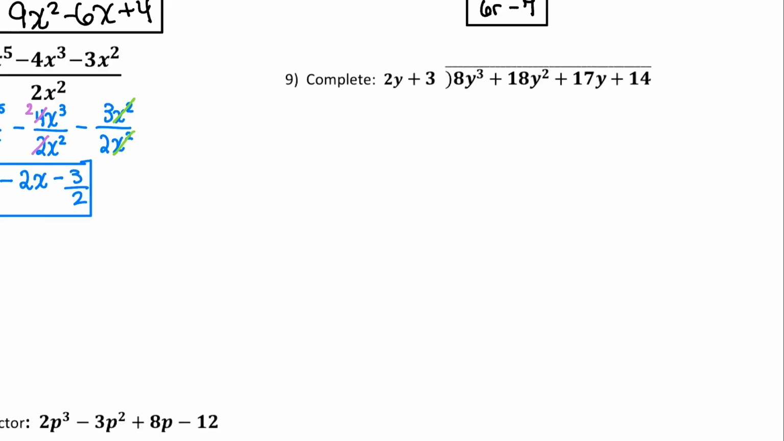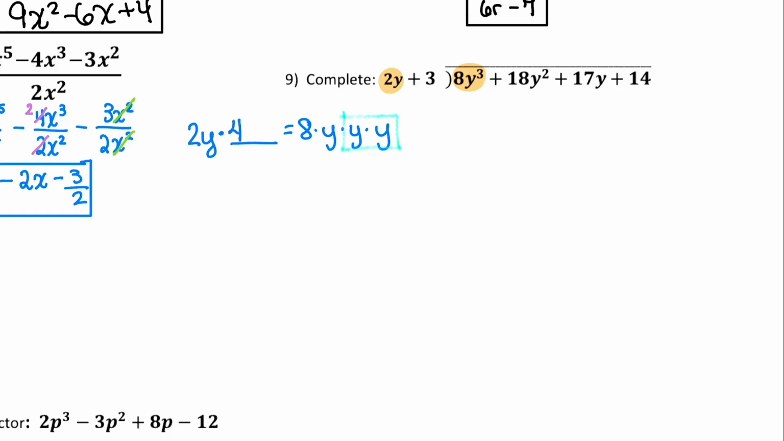So what we're going to do is look at this outer term only, okay, 2y, and ask ourselves what times 2y is 8y cubed. So the way to figure that out, we're going to say 2y times something is 8 times y times y times y. You can see over here that we already have a 2 and a y. So we know that 2 times 4 is going to give us 8, but we can't really tell over here what we're going to need.